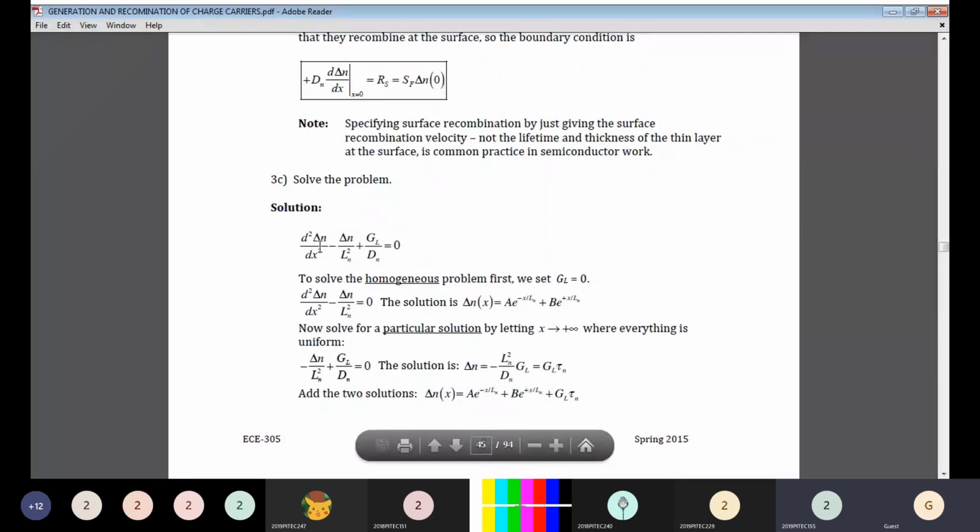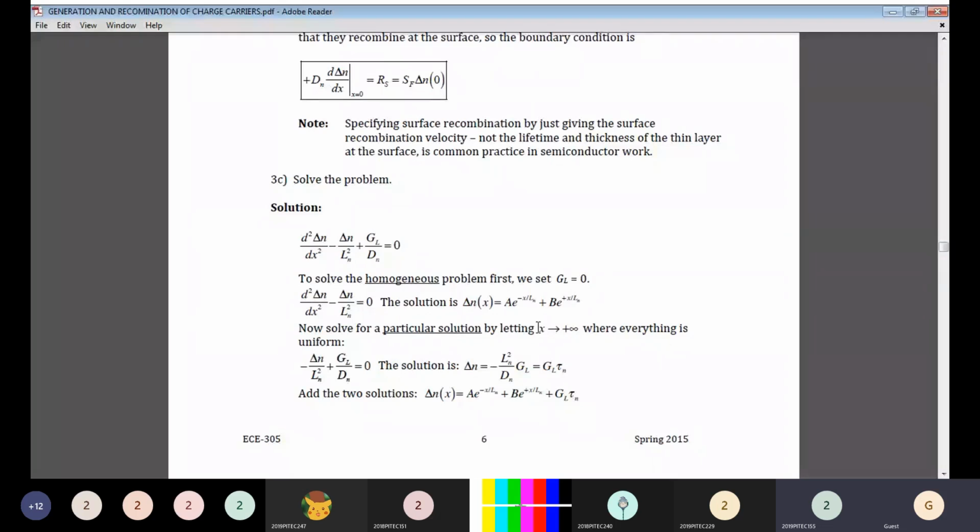Solve the problem. d²Δn/dx² − Δn/Ln² + GL/Dn = 0. To solve this homogeneous problem, first we have to set GL equal to 0. So d²Δn/dx² − Δn/Ln² = 0. The general solution is Δn(x) = A e^(−x/Ln) + B e^(+x/Ln).